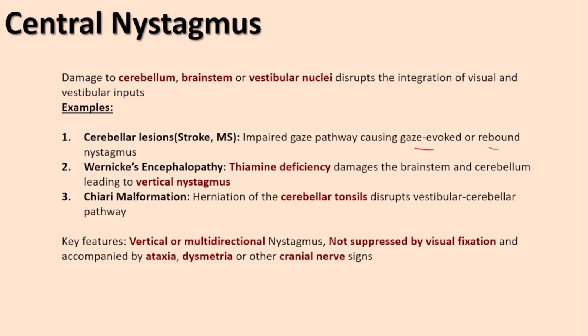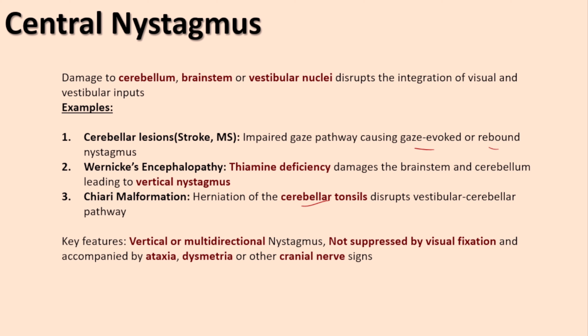Another cause can be Wernicke encephalopathy. This is due to thiamine deficiency, especially in alcoholics, and this is going to damage the brainstem and cerebellum. And note that in this case, we are going to have a vertical nystagmus. Another cause of central nystagmus, which can be seen during the childhood, is Chiari malformation. As you know, Chiari malformation is defined as a herniation of the cerebellar tonsils, which disrupts the vestibular cerebellar pathway.